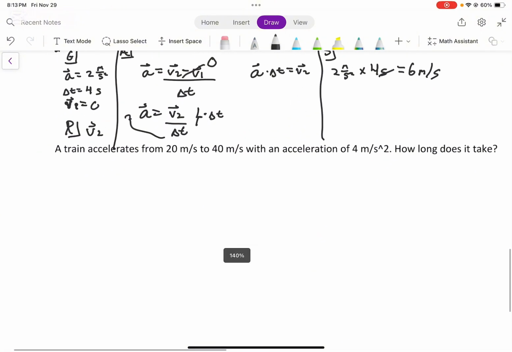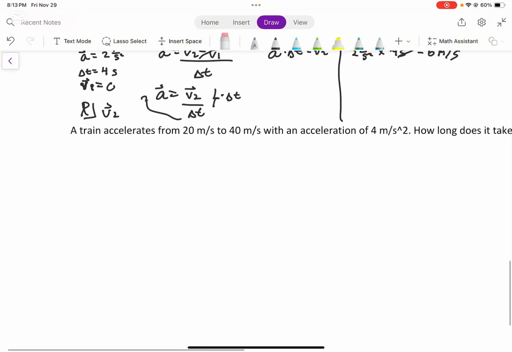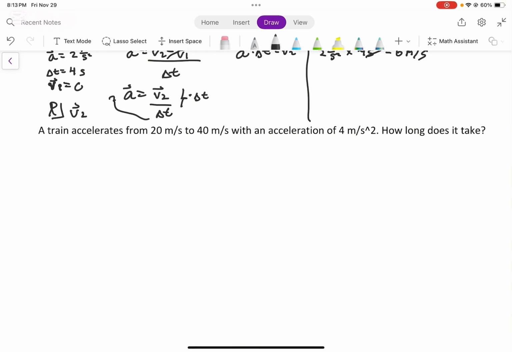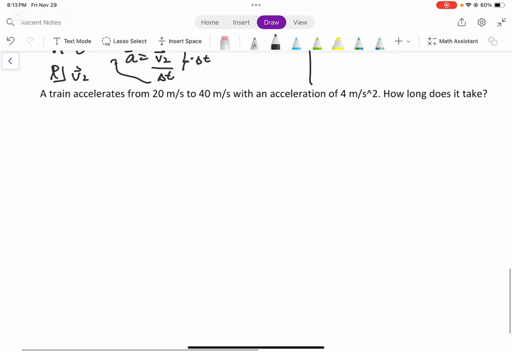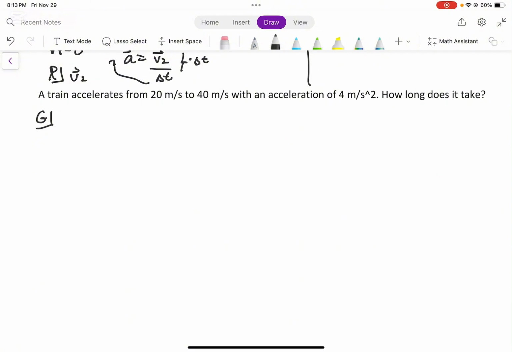Let's look at this one right down here. Let's get rid of this line. So it says a train accelerates from 20 meters per second to 40 meters per second with an acceleration of 4 meters per second squared. How long does it take? In this question, we're actually looking for the time. So let's go, it accelerates from, so velocity v1 is equal to 20 meters per second. v2 is equal to 40 meters per second. With the acceleration, so it accelerates at 4 meters per.